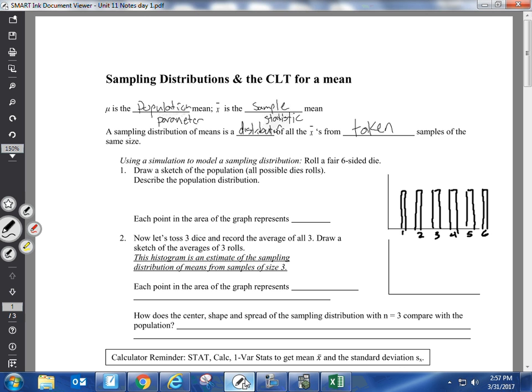Now, straight across. Each point in the area of the graph represents a data point, but don't worry about that. Okay, describe the population distribution. We would call this uniform.